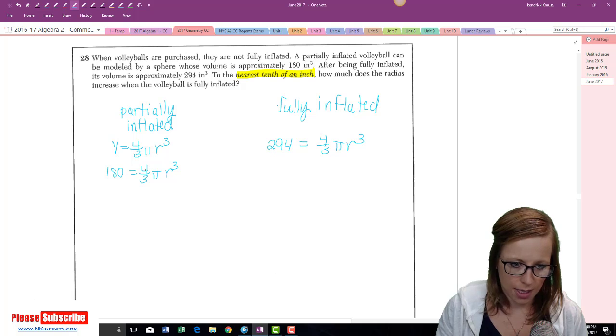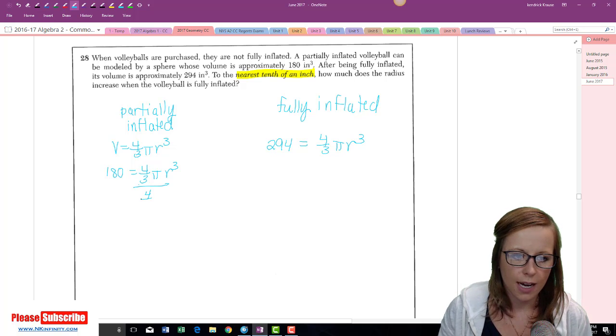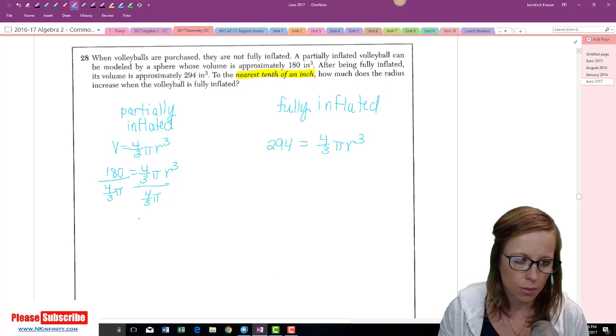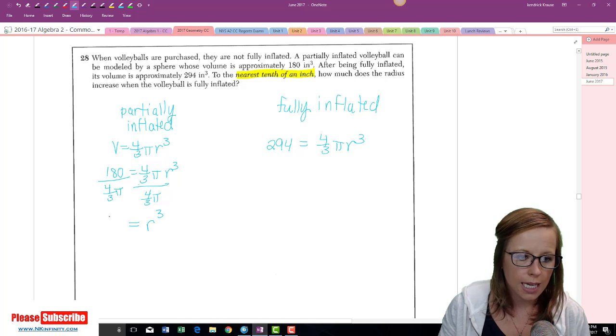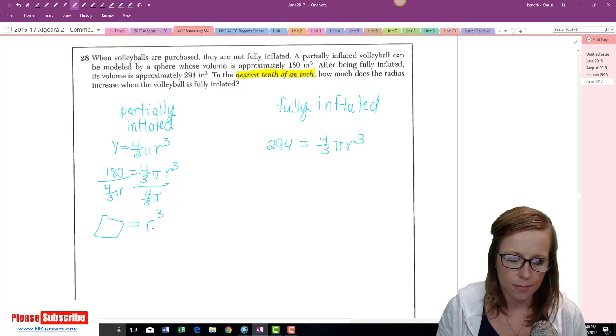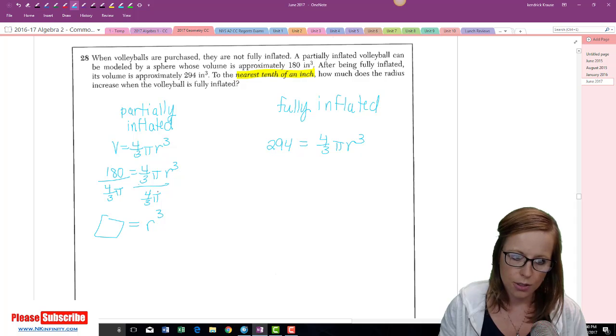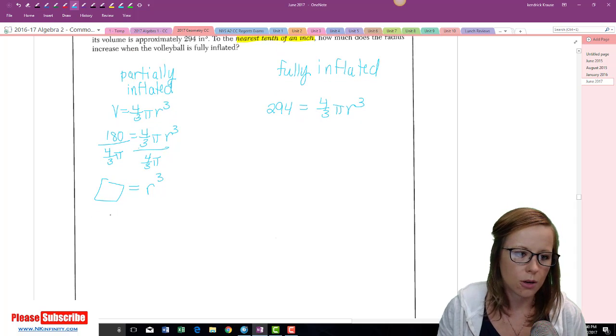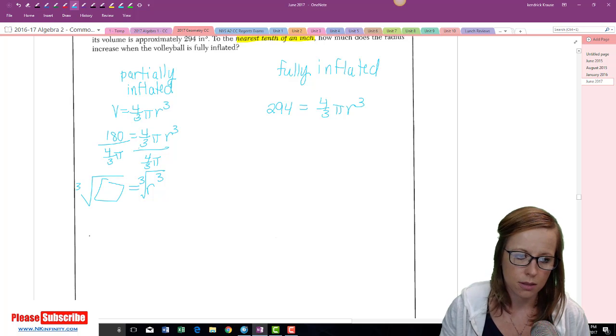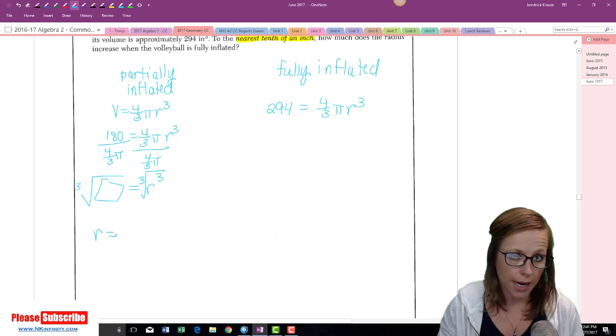So I want to get the 4/3 pi on the other side. Normally I wouldn't say to do this, but I'm going to say to divide by 4/3 pi. It's not the right way to say it. You would normally want to multiply by the reciprocal and all of that. I don't have time for that. You're going to get a crazy number here, and to undo a cubed, we cube root it. We're going to do all of this right in our calculator, cube rooting that number to get our radius, because I don't want to round.